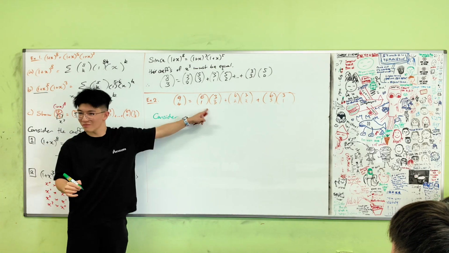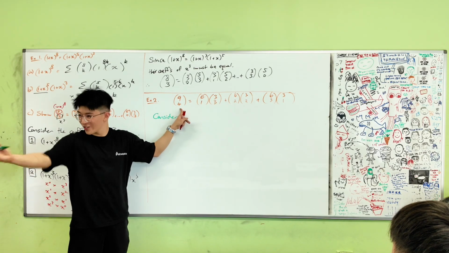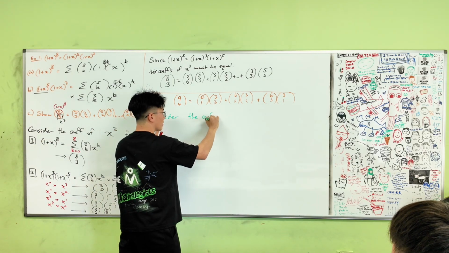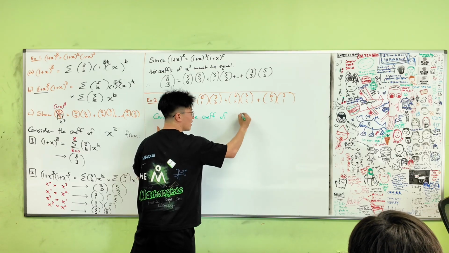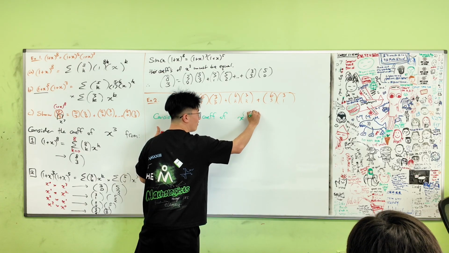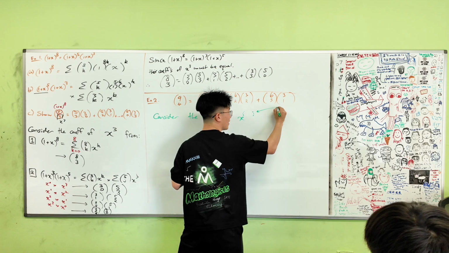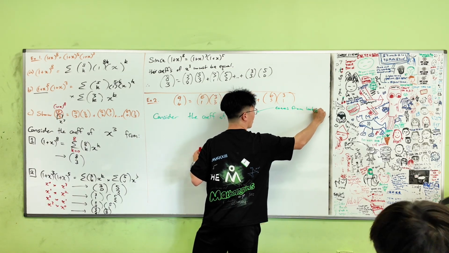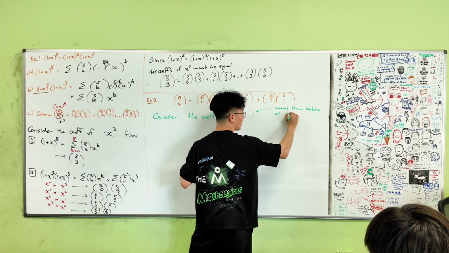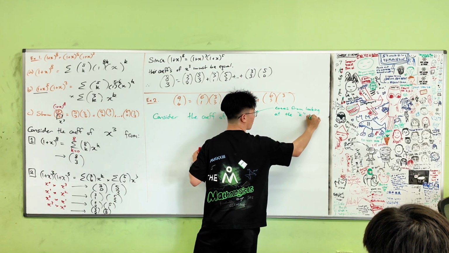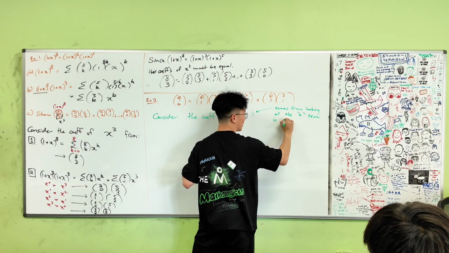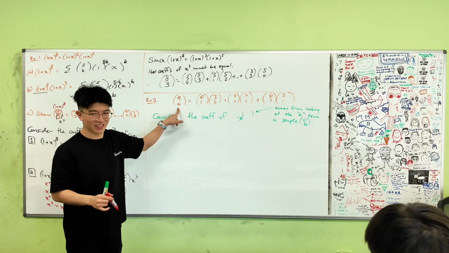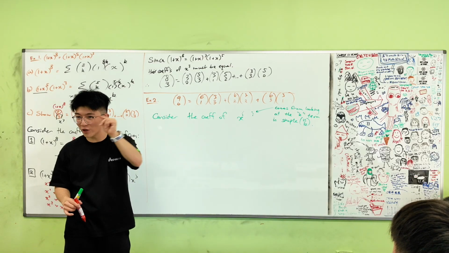Which term? Start with a simple one, right? The 4. Good. The 4 tells you what power of x. So consider the coefficient of x to the power of, I'm going to leave this blank for now, and you can make a note that this comes from looking at the k term in the simple n choose k term. So there is an n choose k that is obviously simpler than the other ones. You just look at that and they'll tell you what power of x to look for.